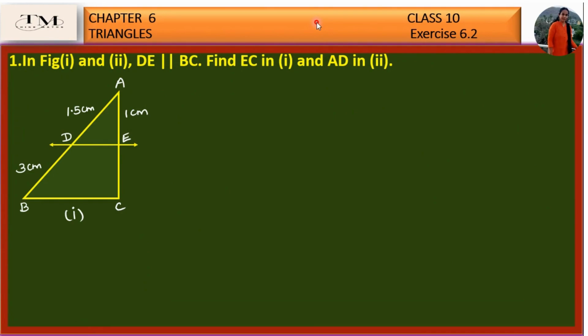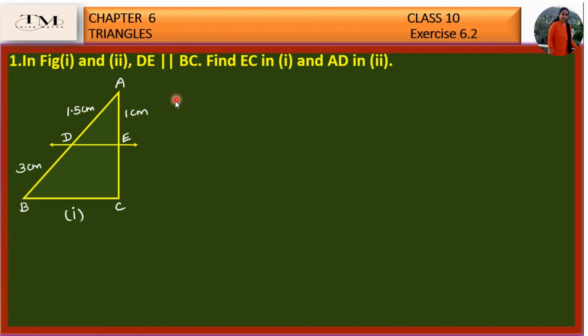We are in class 10 Maths, chapter 6, triangles. In this session, we are going to discuss exercise 6.2, all the questions 1 to 10. So, first question: in figures 1 and 2, DE is parallel to BC. Find EC in 1 and AD in 2. So, there are two problems in the first question.